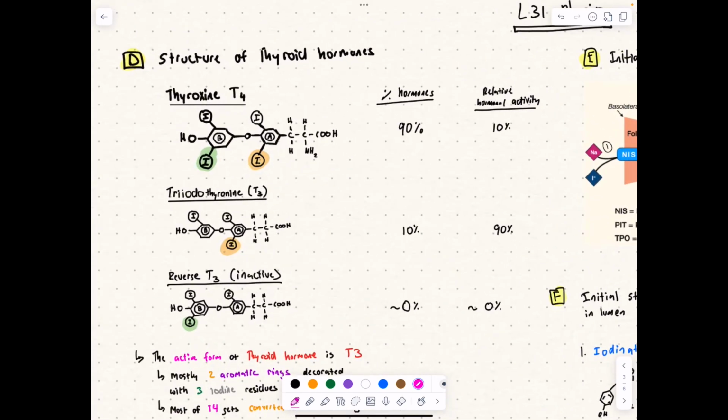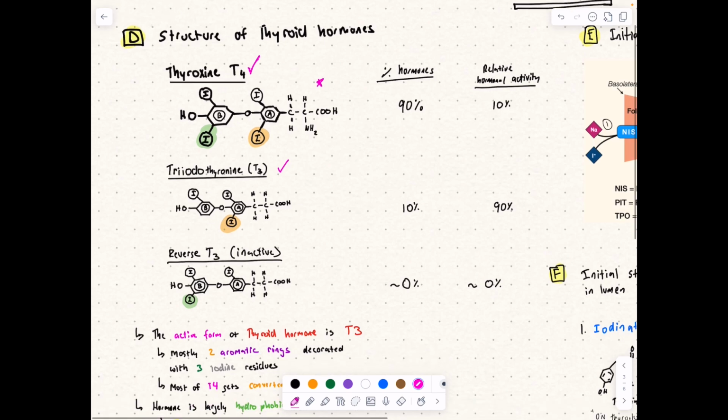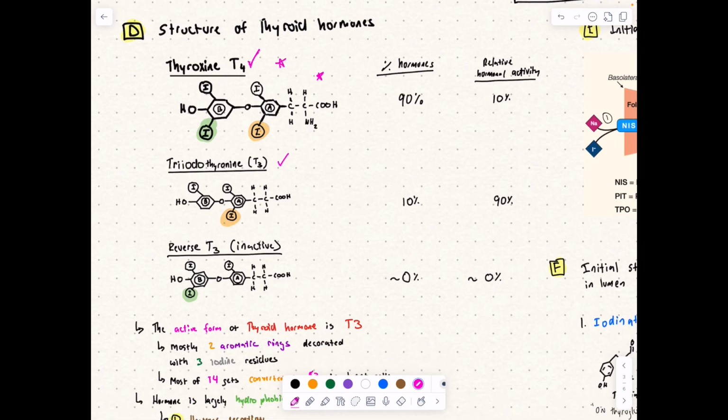Okay, so moving on, what are the actual structures of the thyroid hormones? We've talked about the fact that there's T4, thyroxine, and this is the more stable version, and then you have triiodothyronine, T3. And you can see already that if T4 is the more stable form, then the percentage of this hormone in the blood is much higher. But it does not bind to the T3 receptor very well, so its relative activity is very low. T3 is less stable, and so it is less prevalent.